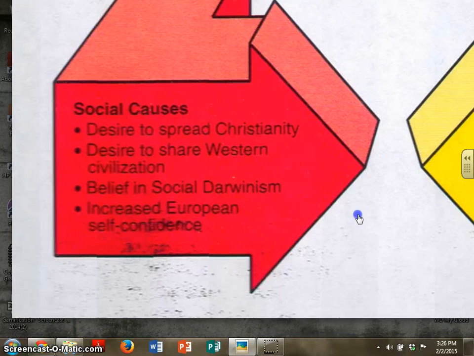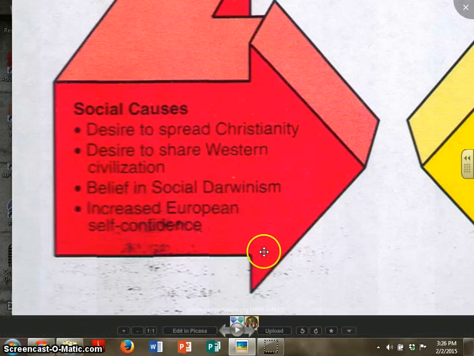And then finally, social causes. During this time period, you have a group of people that want to spread Christianity. Christianity, of course, formed in Europe. And so they figure, because Christianity formed in Europe and because we've gone through this industrial revolution and because we are a more quote unquote civilized nation, that obviously God favors us over other people, and we need to go and save people's souls and bring them into Western civilization and a civilized society and a civilized world.